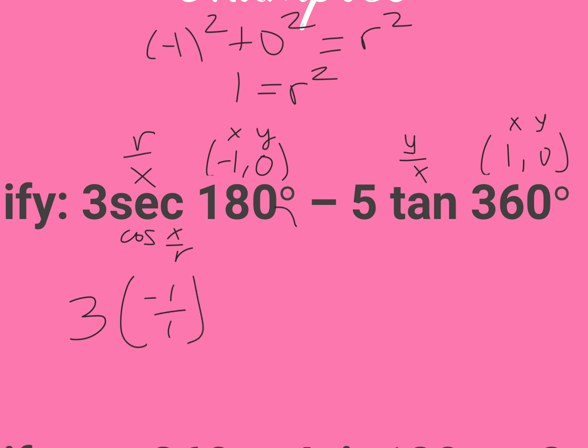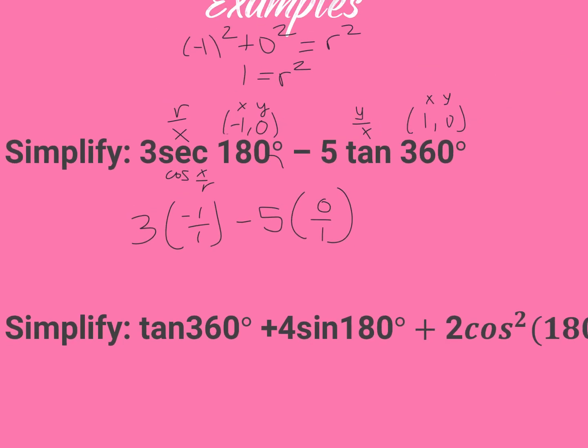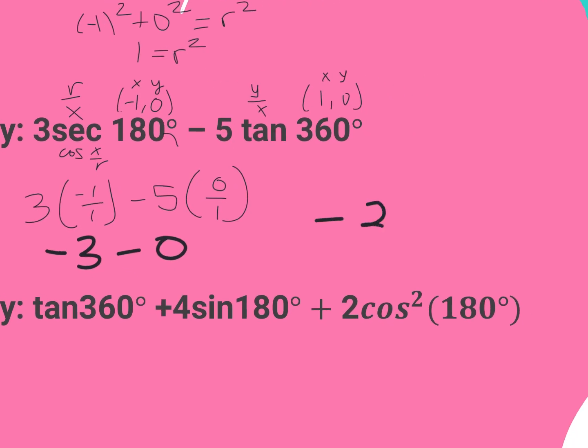So when I take my X value, negative 1, and I put it over R, that's what I get right there. Now I'm going to say minus 5 times your tangent. Take the Y, which is, what's the Y of 360? 0 over 1. So if you multiply 3 times negative 1, what do you get? Negative 3 minus, what's 5 times 0? 0. So what's my answer here? That's it.